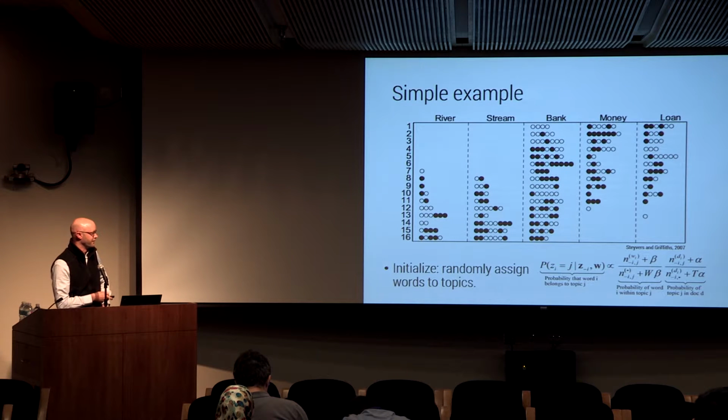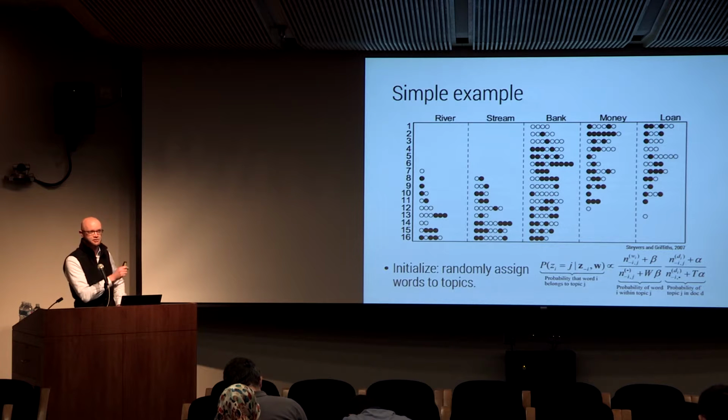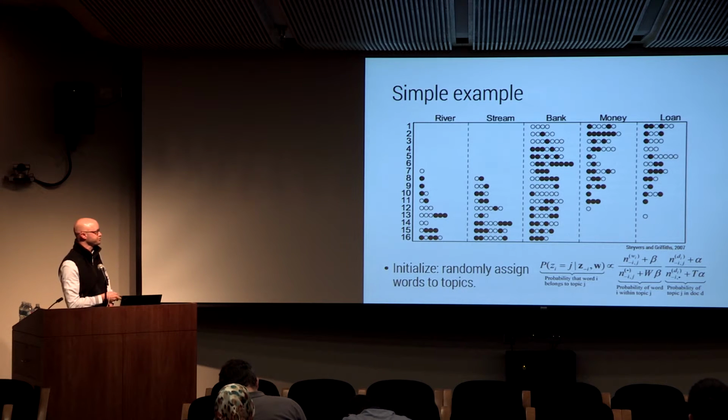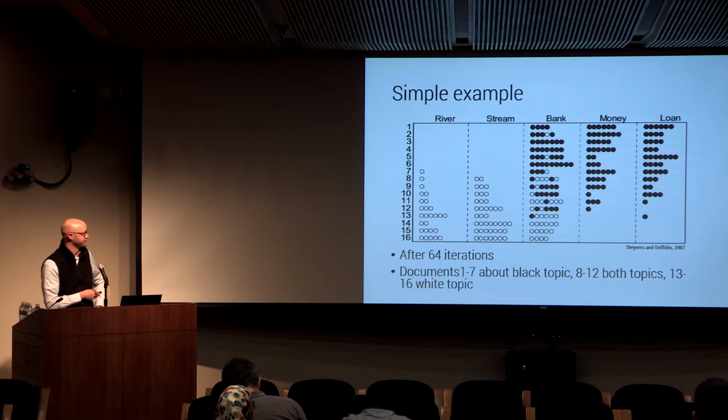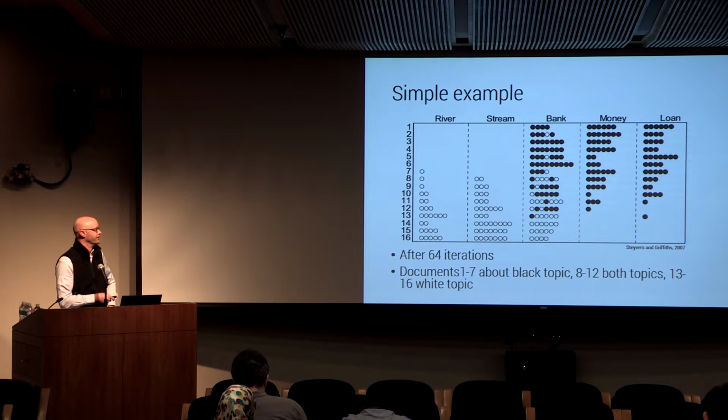Essentially, you assign a topic to a word based on the probability that that word occurs within that topic times the probability that that topic occurs within a document. And all these things are derived just by counting the number of times this word has already been assigned to this topic. So if we run this for 64 iterations, we can see that very soon we already learn how words correspond or how they should fall into different topics.